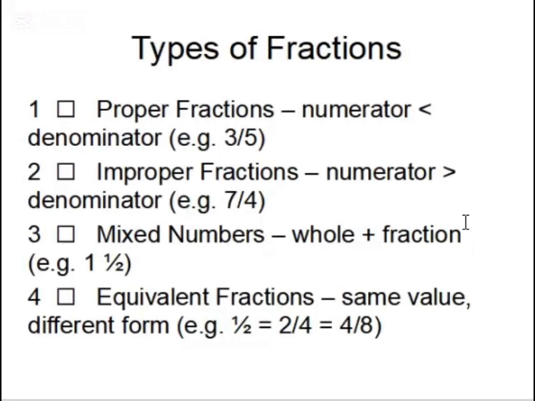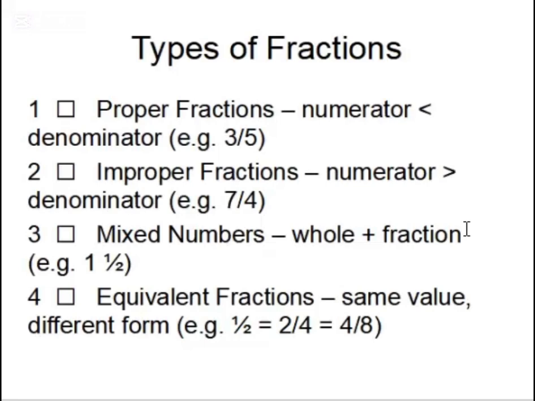The other type is the mixed number, which is a whole plus a fraction. We have a whole number and a fraction, so that is a mixed fraction. For example, 1 and 1/2. The whole number is 1 and the fraction is 1/2, which is a half.